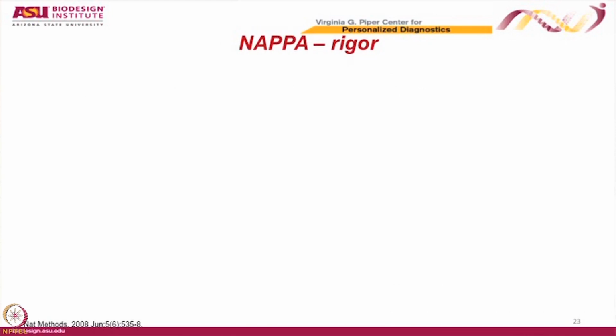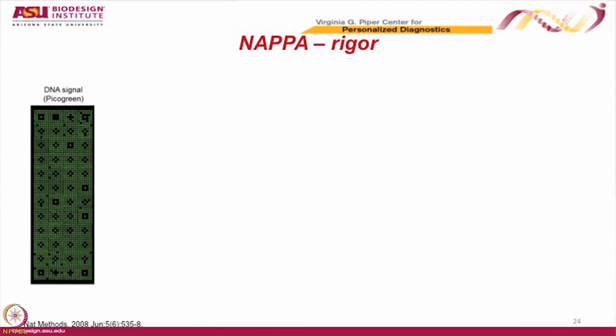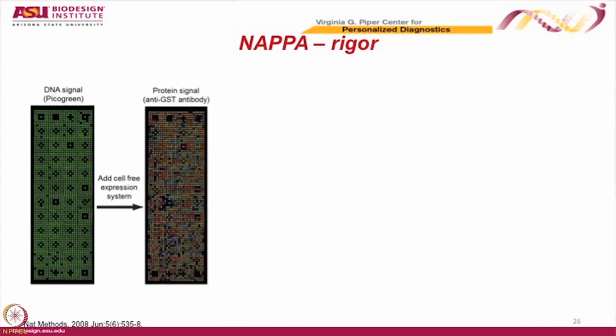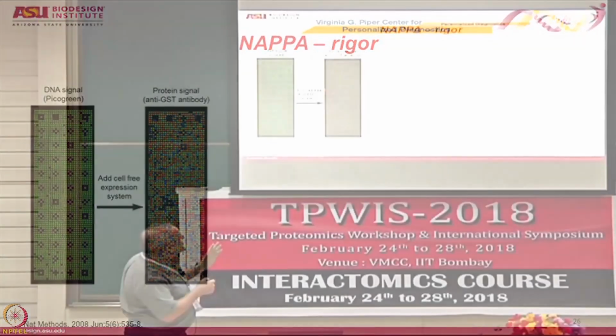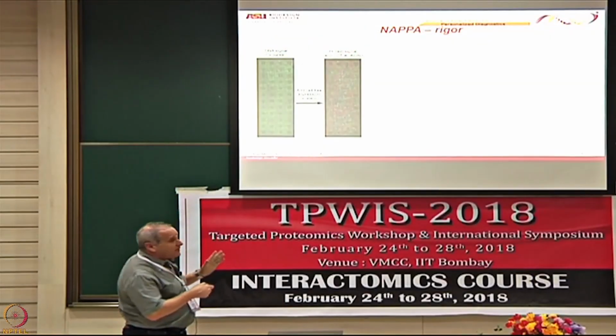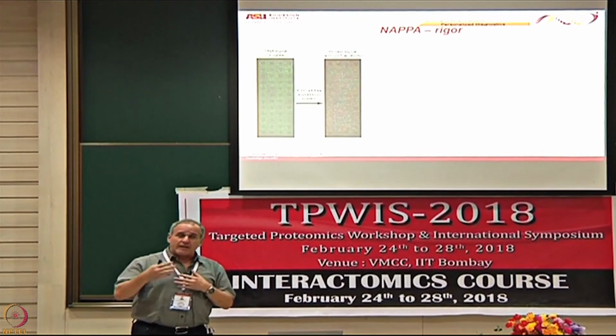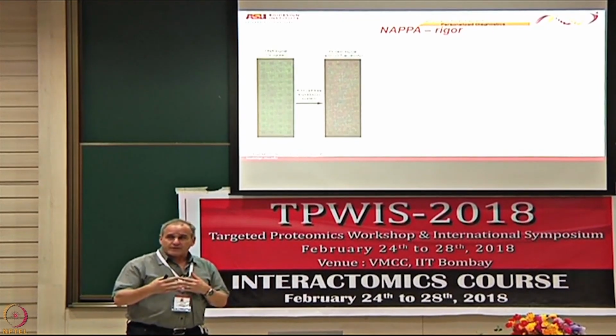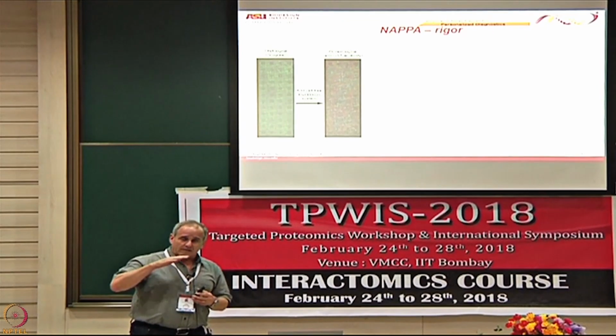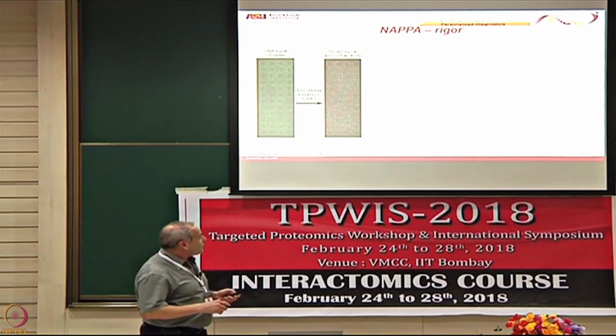Okay, so let's talk now a little bit about rigor. How do we know that what we're looking at is good? Well, the first thing we want to measure is how well the platform expresses all proteins. So we're going to take the array and test it for DNA binding, which tells us how evenly we printed. And we're going to test it for protein expression, which shows us that we're displaying all the different proteins and we're displaying them at a reasonable level.